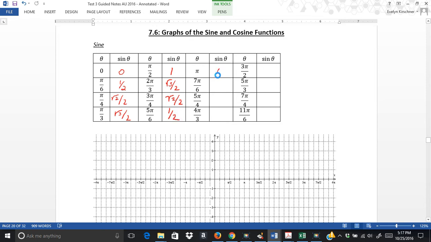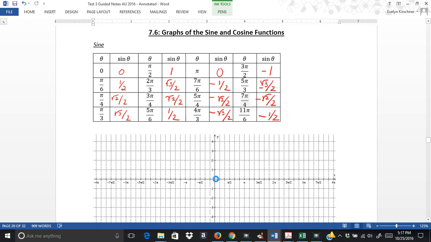You can keep on going. Here it's 0 again. Here it's -1. Here, the rest of these, it's negative. So at 7 pi over 6, it's -1/2, as well as 11 pi over 6. And at 5 pi over 4, it's negative radical 2 over 2. And here it is negative radical 3 over 2. Those are a lot of points.